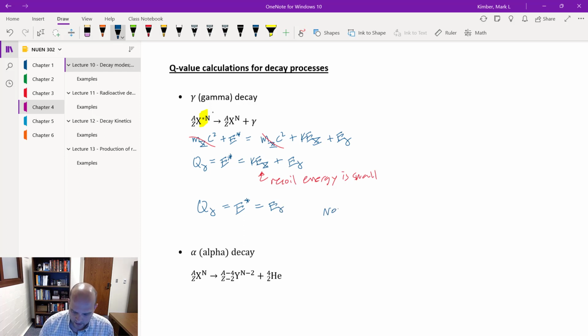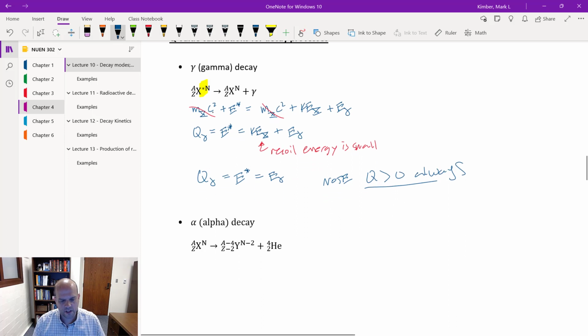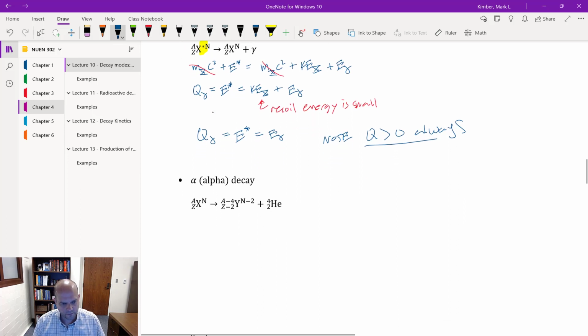And so in this case, Q is always going to be greater than 0. None of these terms are ever going to be negative, and so if I have a nucleus in an excited state and I go through alpha decay or gamma decay, I'm never going to get a negative Q value. It's always going to be spontaneous. It always has the possibility to happen. In other words, that means without any energy input on my end.